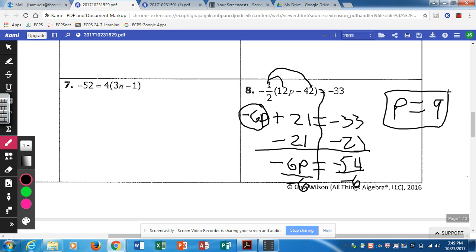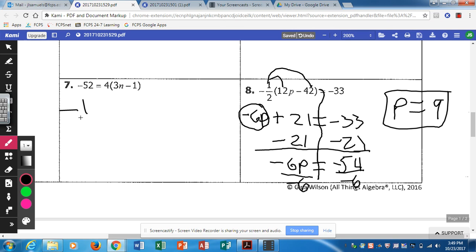Okay. Now, are we done? No, we are not. We need to go ahead and plug this p back in, which we found out is 9. And we need to make sure that we get a true statement at the end. As you can see, I ran out of room, but I'm going to go ahead and check my answer over here on the side in the section 7 section.